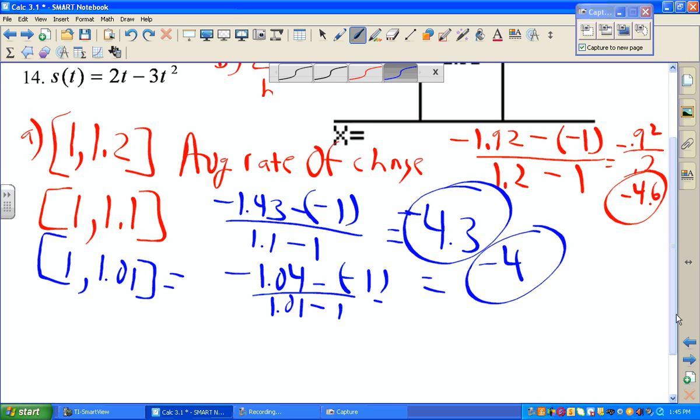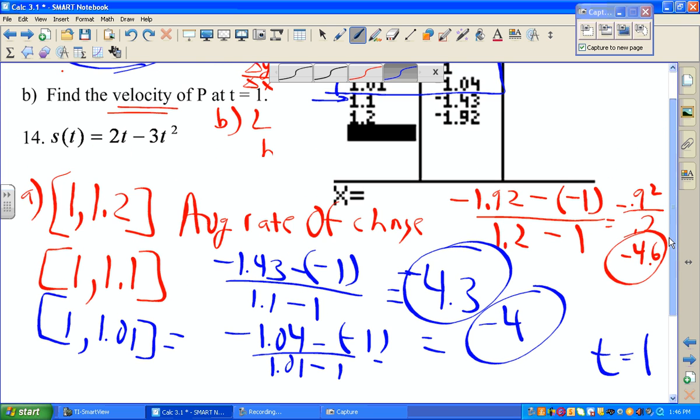These are the average rates of change. Now, where do you think the instantaneous rate is going to be if t equals 1? What do you think the instantaneous is going to be? Tangent. Probably around -4 or something, don't you think?